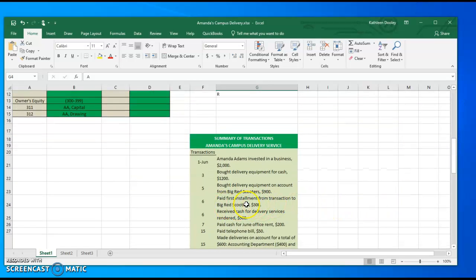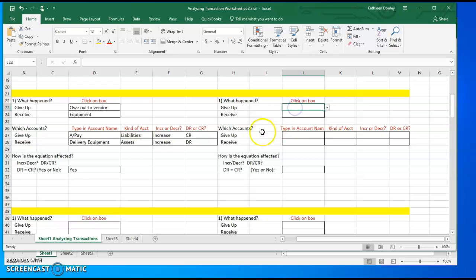And that's, we paid the first installment from transaction two to Big Red Scooters, $300. So here's where the very next day we paid a payment on this scooter that we received on the 5th. Okay, we owe out $900. We only paid $300, a third of it.